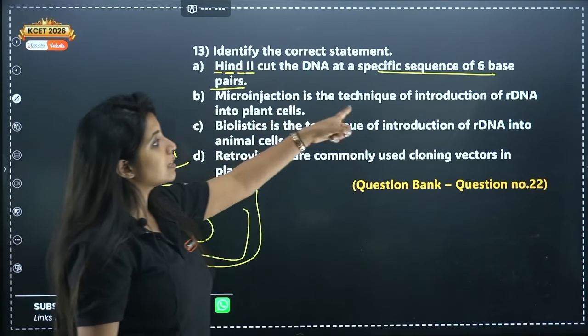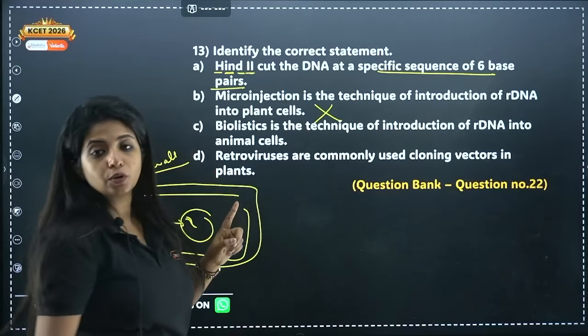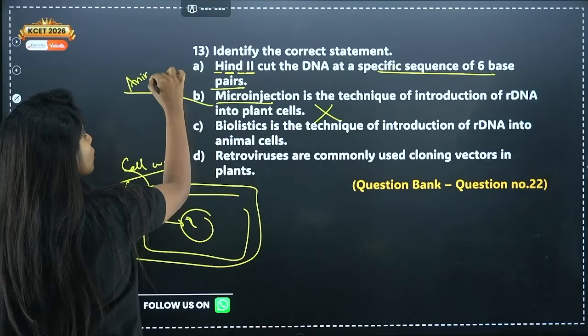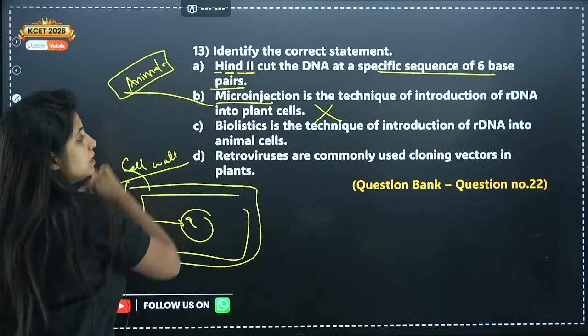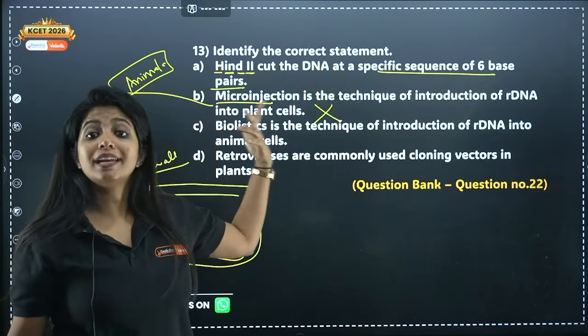So microinjection is a technique of introduction of rDNA into the plant cell will be a wrong statement. You cannot do that. This is used as a vectorless method in the case of an animal cell. Now biolistic is a technique of introduction of rDNA, recombinant DNA, into an animal cell.